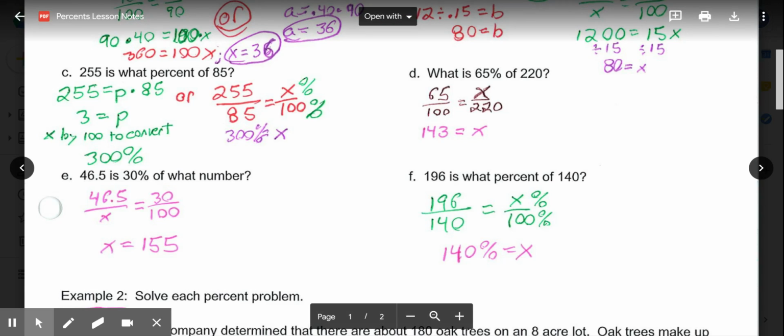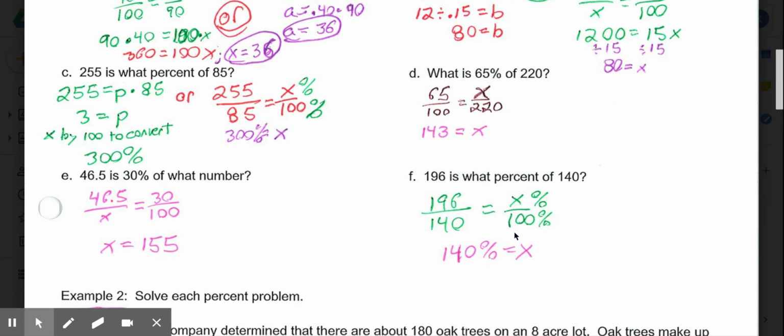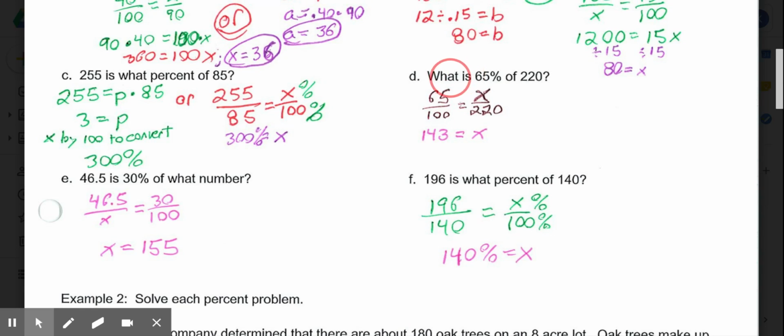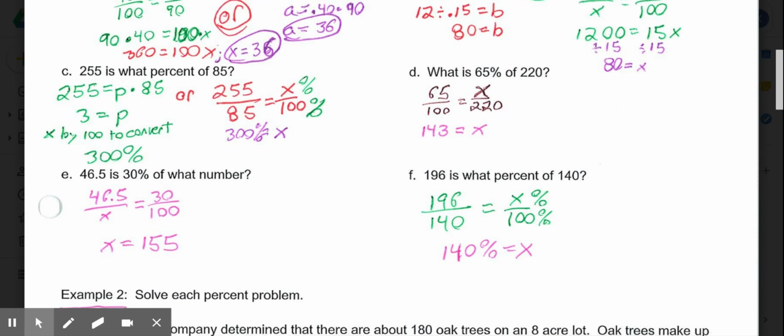In D, and you'll see in D, E, and F, I just went to the proportion approach because I greatly prefer that over the algebraic approach. So in D, what is, so we're looking for is 65% of 220. So 65% over 100 equals x over 220 for the of. Cross multiply and divide, 220 times 65, divide by 100, and x is 143.